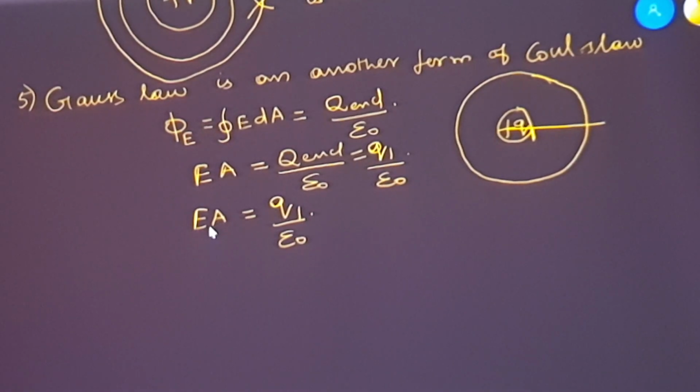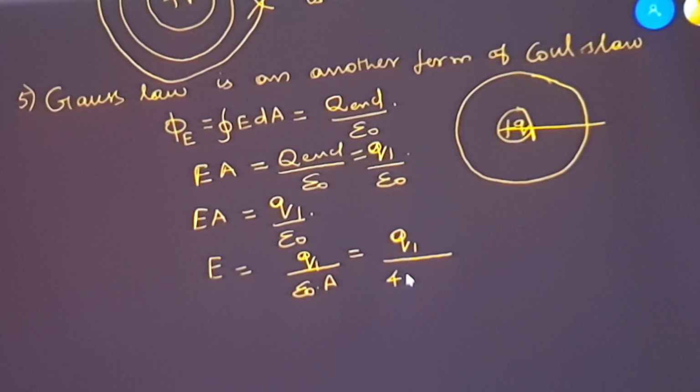Now, what is the value of this E? I can write this value of E like this: E is equal to Q divided by epsilon 0 into A. What is that Gaussian surface? Here it is Q1. The Gaussian surface is a spherical surface. So I can write Q1 divided by the area, 4 pi r square, multiplied with epsilon 0.